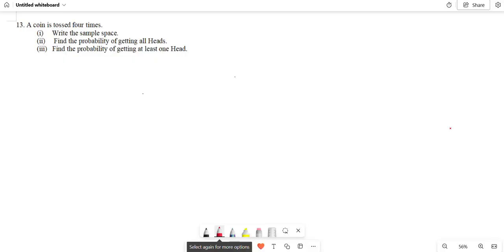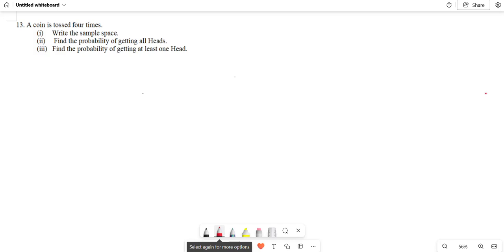Hello guys, we are going to discuss the probability question. This is question number 13, and it is asked: a coin is tossed four times, write the sample space, find the probability of getting all heads, find the probability of getting at least one head. So this is a pretty easy question, similar to an O-level type of question.